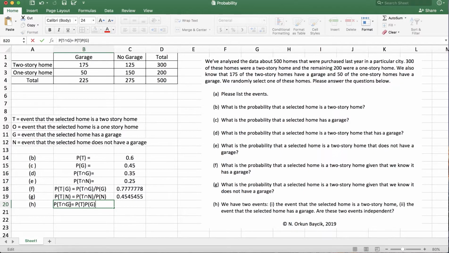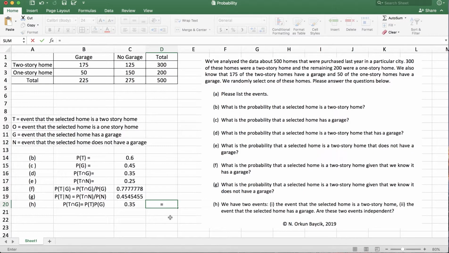Okay? So the joint probability of T and G, because the first event is actually event T and the second event is the event G that we defined. If the joint probability of these two events is equal to the product of their marginal probabilities, so PT times PG, then you can say these are independent. Okay? So let's look at this calculation. The joint probability, we know the answer from part D, it is equal to 0.35.